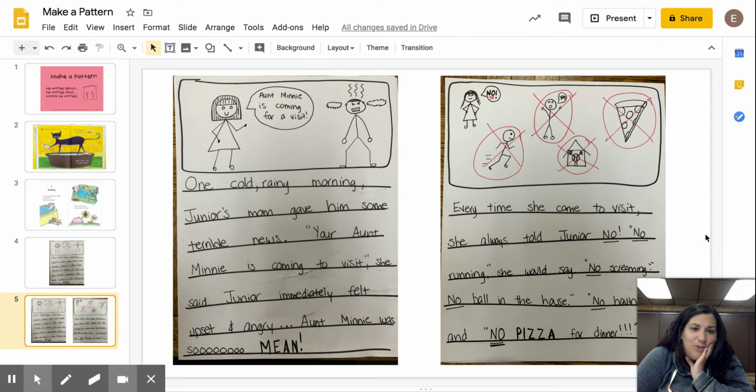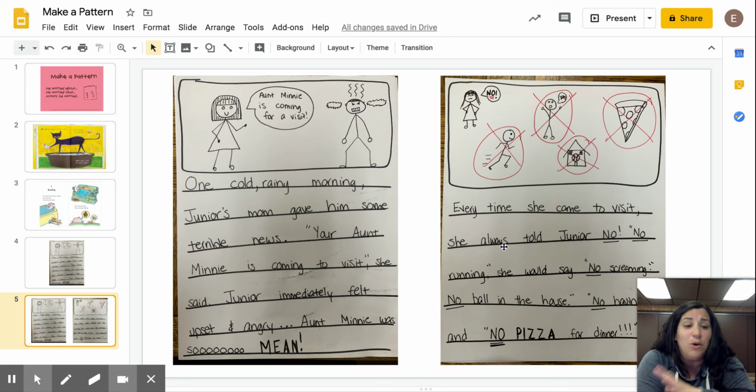And do you guys notice what I did in my picture too? All those things that she tells him no. No running. I put a big red X over it. No screaming. Big red X. No ball in the house. Big red X. And no pizza. Here's Aunt Minnie looking so mean saying no.